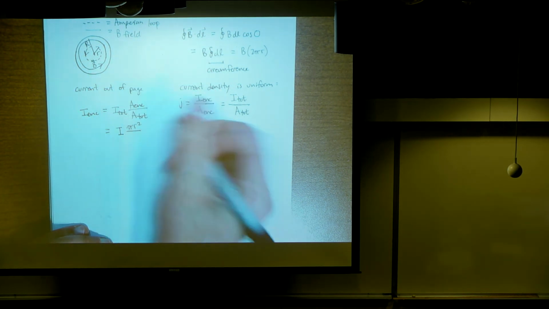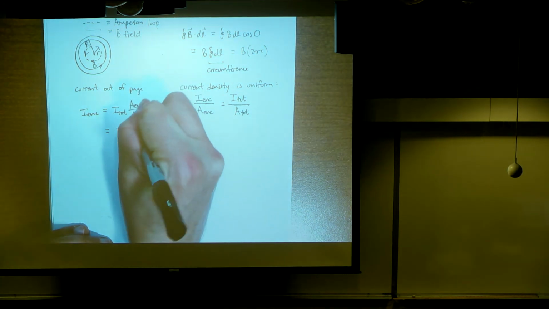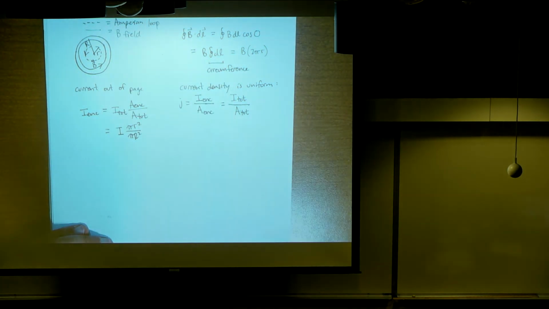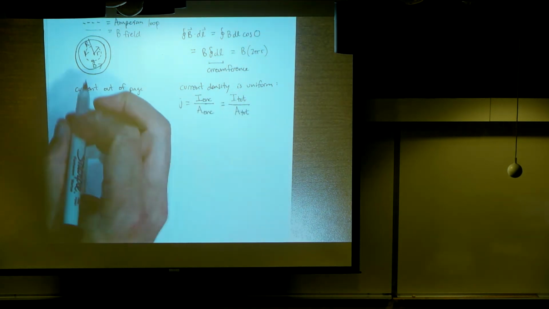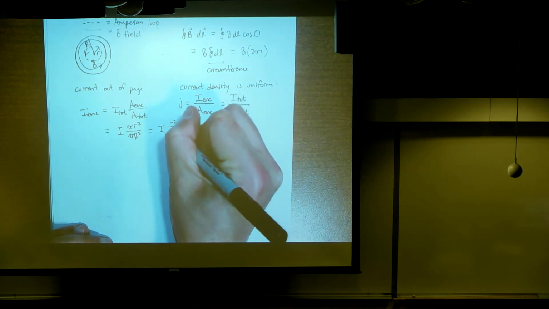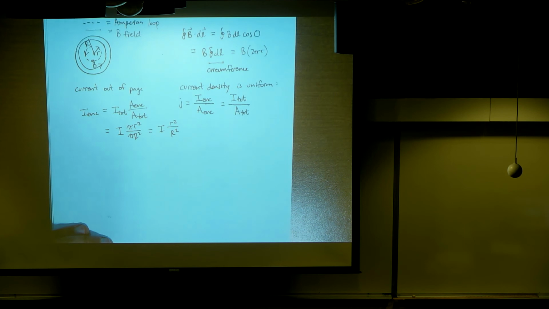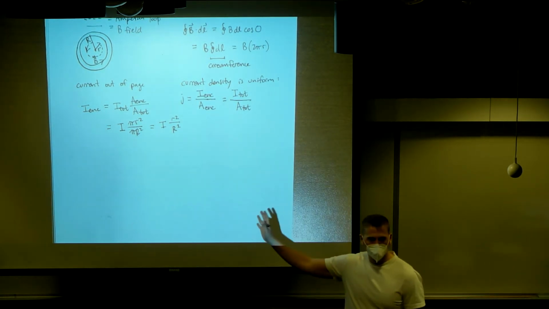What's the total? That's pi big R squared. That's the total area that the current is going through, okay? So this is basically telling us what fraction of the total current we are enclosing. It's basically the total current times little r squared divided by big R squared, okay? Good so far?